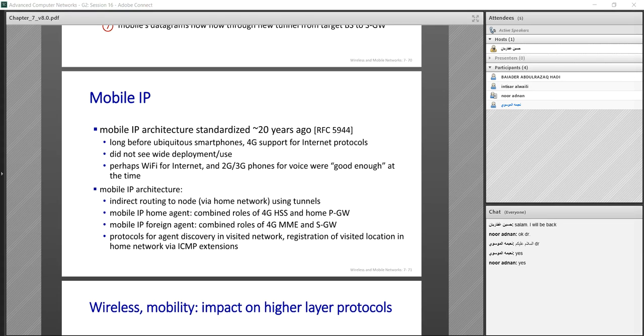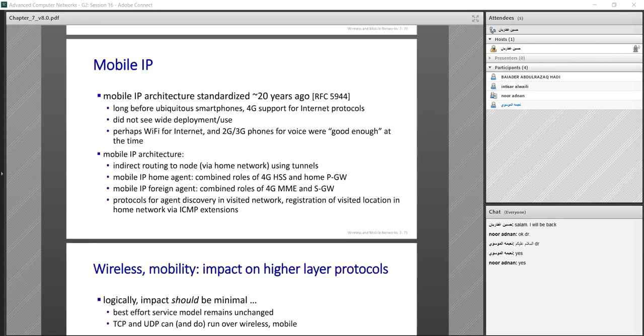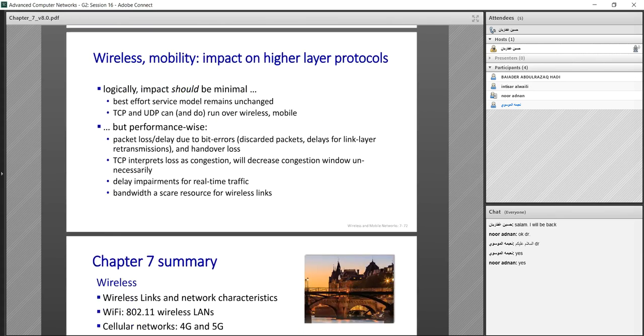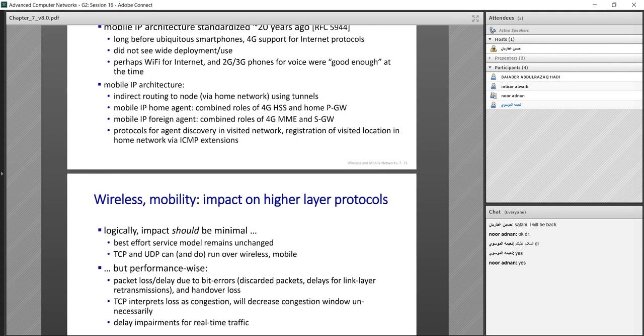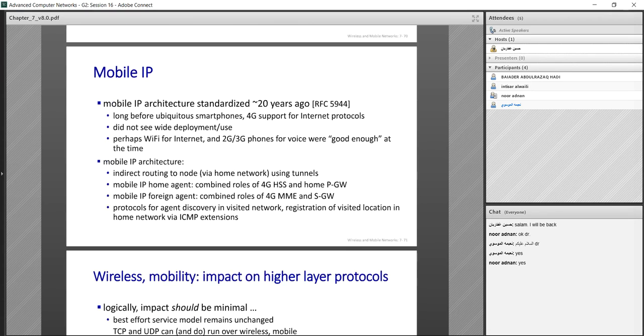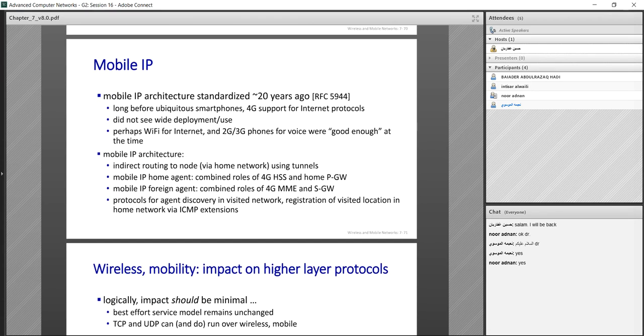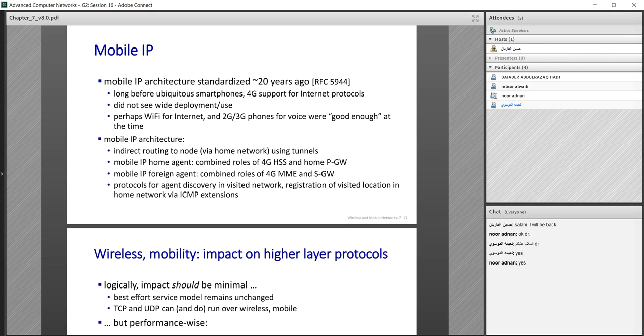During the last sessions, we talked about wireless networks, and there remains only a short topic about mobile IP. What is mobile IP? Mobile IP is a standard for mobile devices over the IP platform.